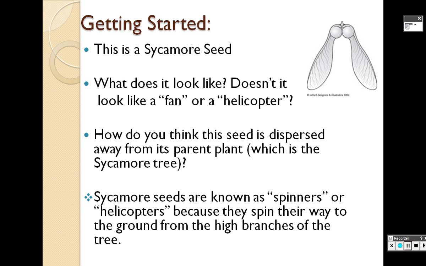So how do you think this seed is dispersed away from its parent plant, which is the sycamore tree? Does anybody remember? Exactly. Sycamore seeds are dispersed by wind. The sycamore seeds are known as spinners or helicopters because they spin their way to the ground from the high branches of the tree.